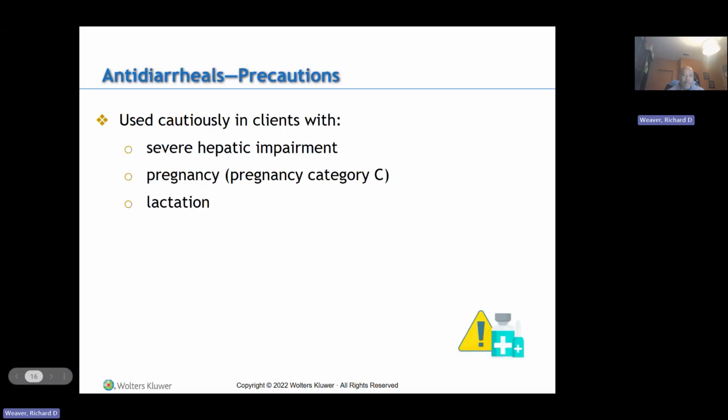And although crofelemer is labeled a pregnancy category C, it has not been studied adequately for pregnancy, lactation, as well as pediatric use. So they should be used with caution as well. All right, let me go ahead and highlight that one too.